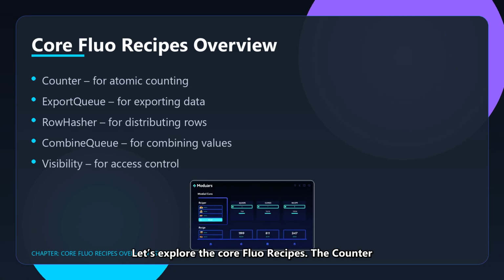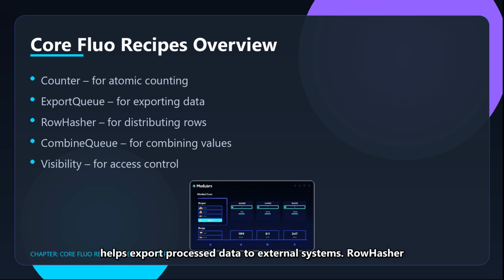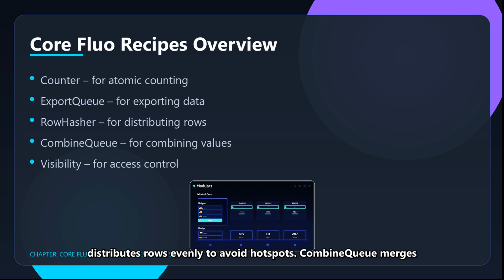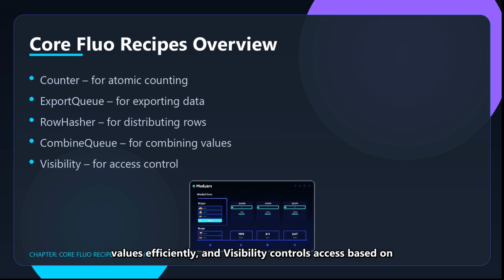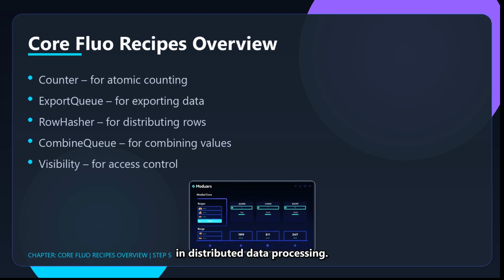Let's explore the core Fluo recipes. The counter recipe allows atomic counting across distributed systems. ExportQueue helps export processed data to external systems. RowHasher distributes rows evenly to avoid hotspots. CombineQueue merges values efficiently, and visibility controls access based on security labels. Each recipe solves a unique challenge in distributed data processing.